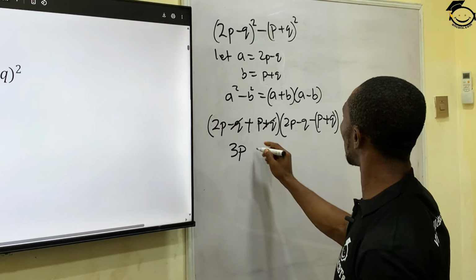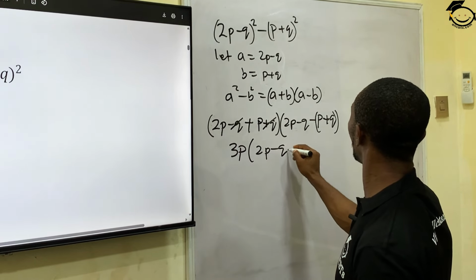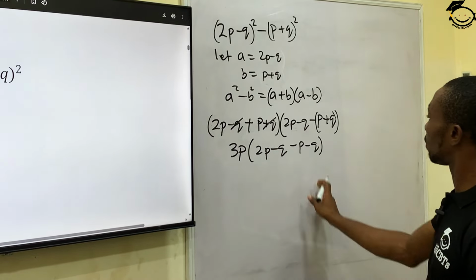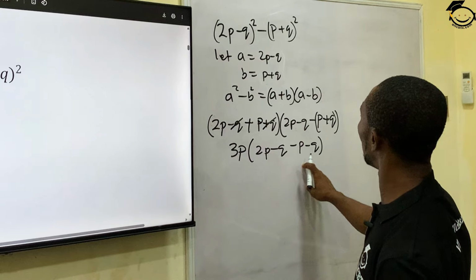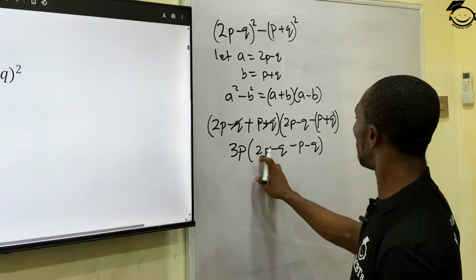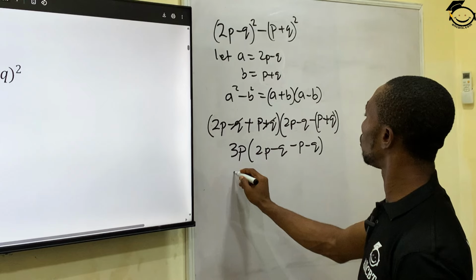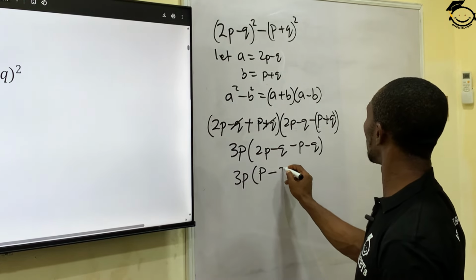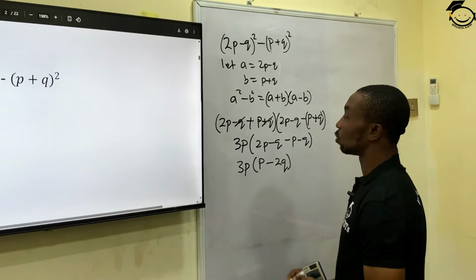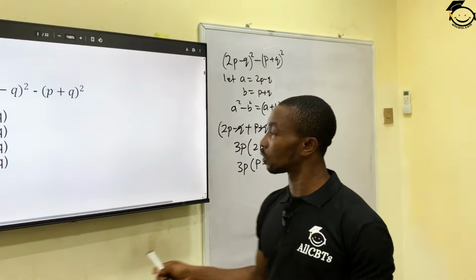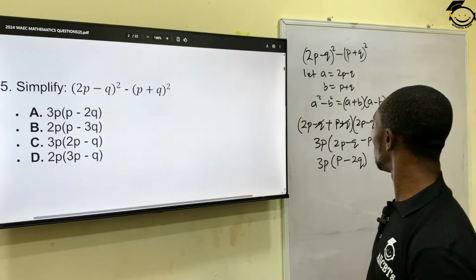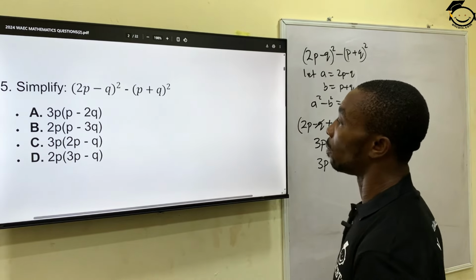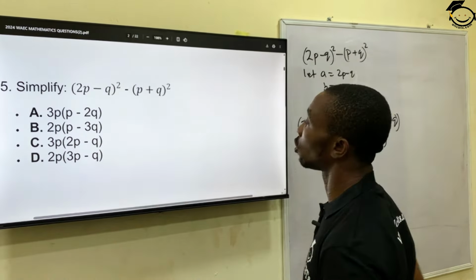Now, this will become, expanded, 2p minus q minus p minus q. Okay, now having this, minus q minus q will give us minus 2q, 2p minus p will give us p, so we have 3p bracket p minus 2q. So having this as our answer, we will see that we've simplified it to give us option C. Option A, 3p bracket p minus 2q.